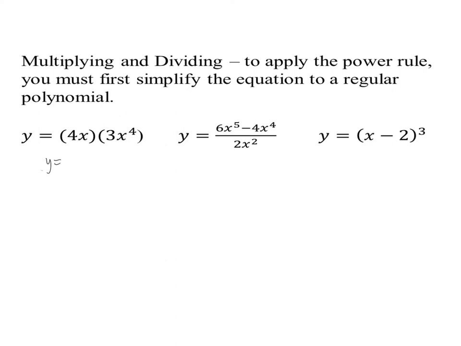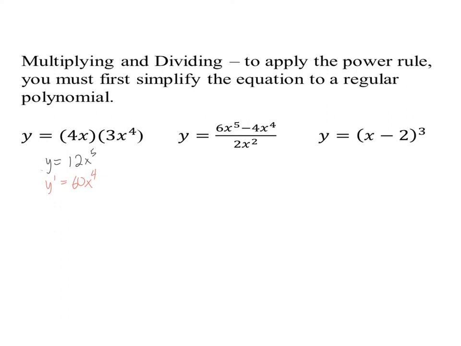So if they're being multiplied, let's just FOIL it out and multiply it. So 4 times 3 is 12. X times x to the 4th would be x to the 5th. Now that we have it as a single term, we can do the power rule. So 5 times 12 is 60, x to the 4th. So we just have to do a little bit of simplifying first. So simplify the equation to turn it into a polynomial, and then we're good after that. We don't need to do any more work.